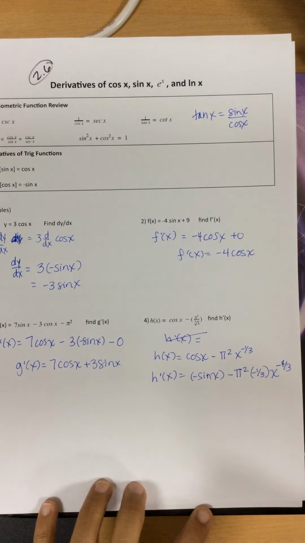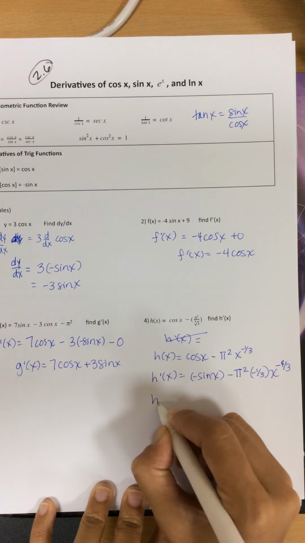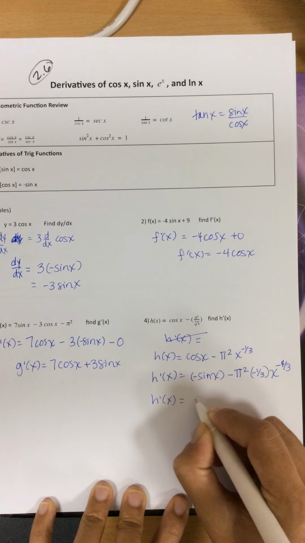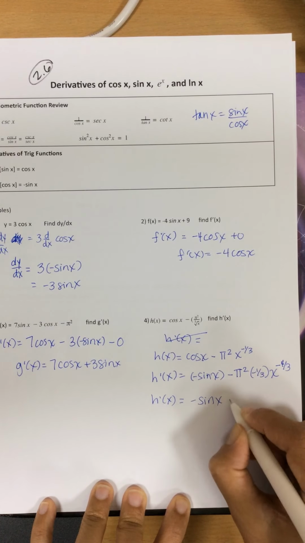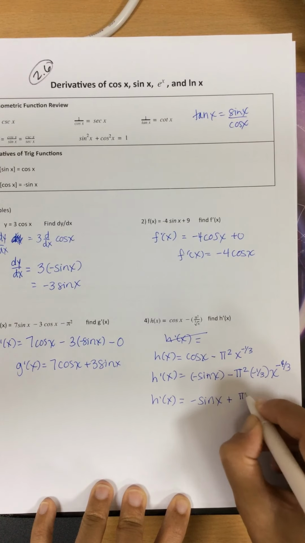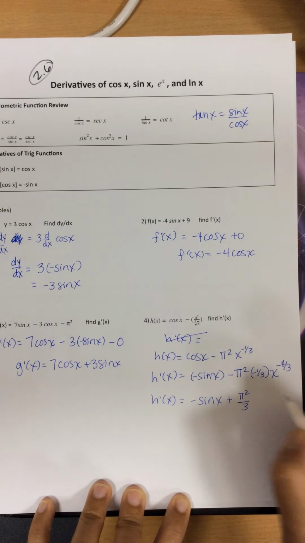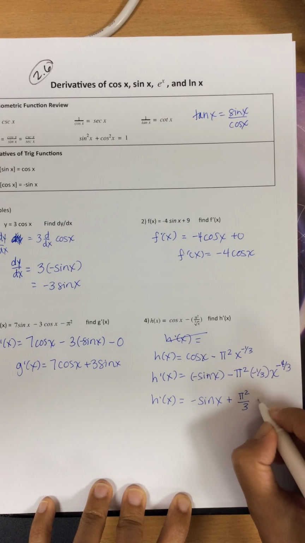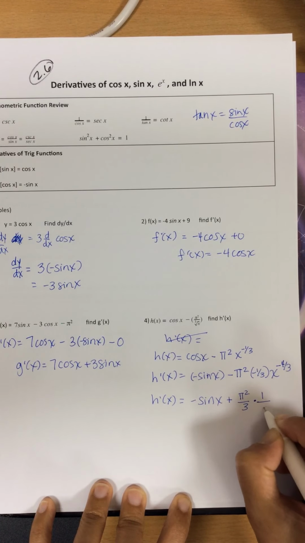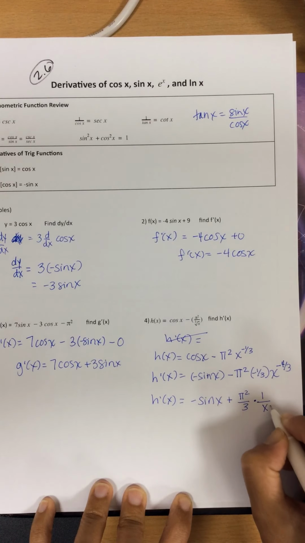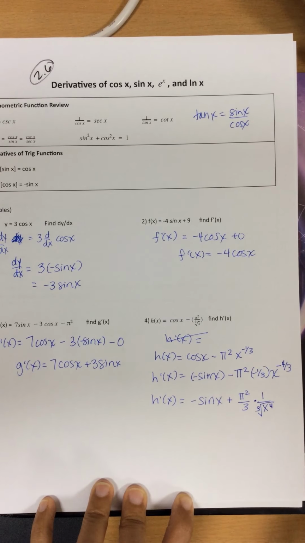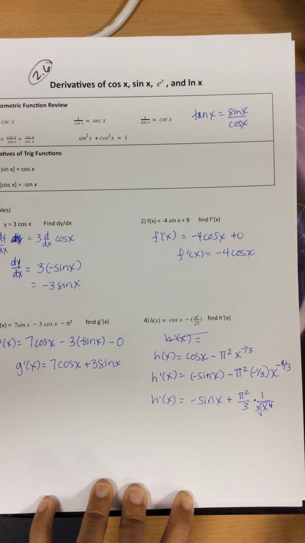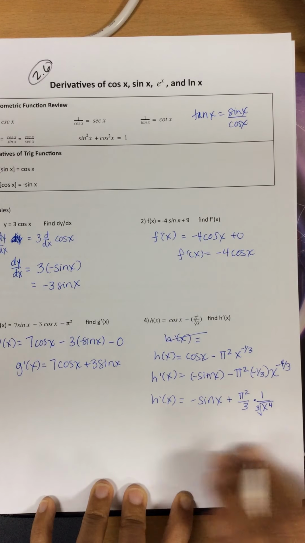Okay, so now let's simplify all that. Equals negative sine of x. These two negatives now become positive, pi squared over 3. And then it's times, I can just write it separate, or you can combine these if you want, x to the 4th cube root. Right, that's what 4/3 means. So this is h prime of x.